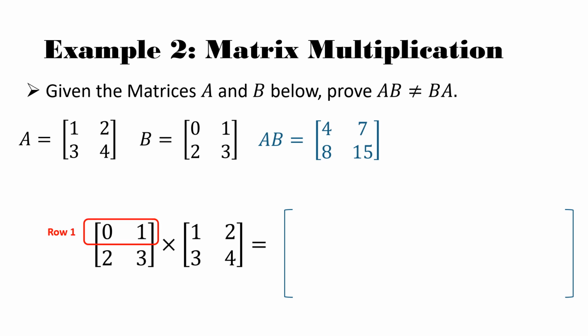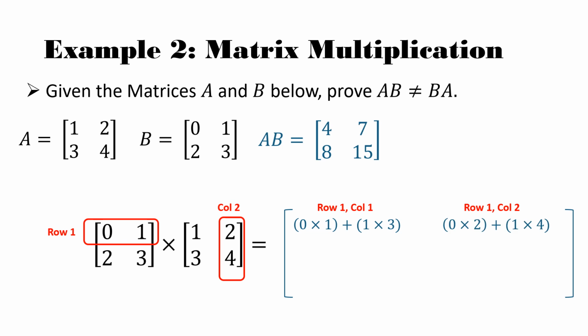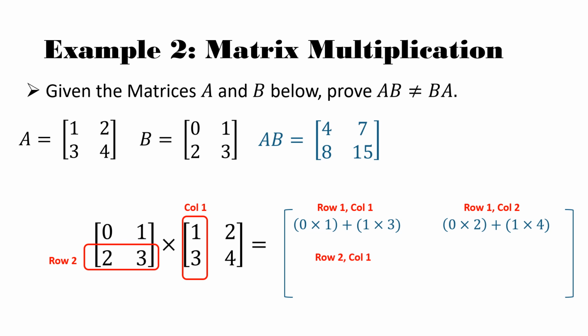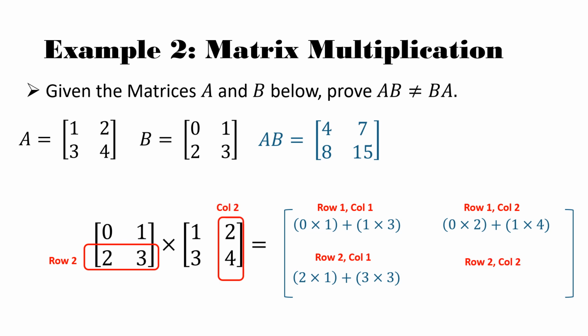We're going to look at row 1 by column 1, and that's going to give us 0 by 1 plus 1 by 3. And then we look at row 1, column 2, and that's going to give us 0 by 2 plus 1 by 4. Then we work with row 2, column 1, and that's going to give us 2 by 1 plus 3 by 3. And finally, we have row 2 by column 2, which gives us 2 by 2 plus 3 by 4.